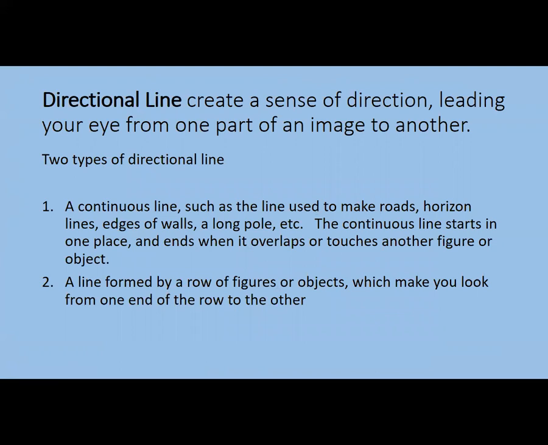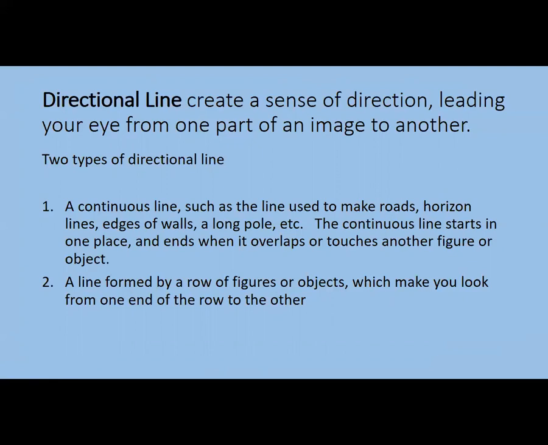So now we're going to talk about another kind of line. These are lines that make you look from one part of an image to another part of an image, because the goal of the artist is to make you look at their painting, their drawing, whatever, as long as possible. So the first kind of line we're going to talk about is a directional line. Directional lines create a sense of direction, leading your eye from one part of an image to another. And there's two forms of these.